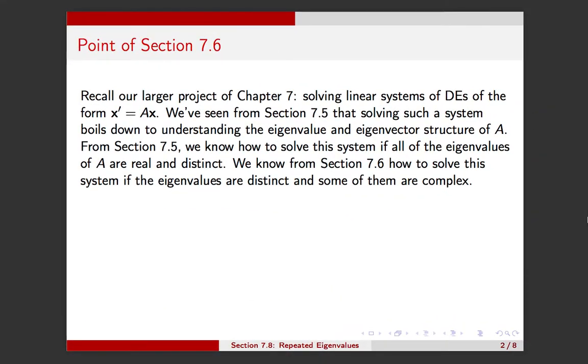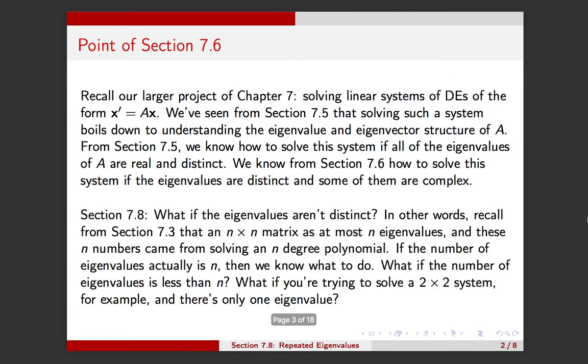So the point of section 7.6 is to think about what happens when you get repeated eigenvalues in these systems. Just to recap what we've done, we know what to do when the corresponding matrix has real, distinct eigenvalues from section 7.5. From section 7.6, we know what to do if all of the eigenvalues are distinct and you happen to get complex numbers in there. So what do you do if the eigenvalues aren't distinct?